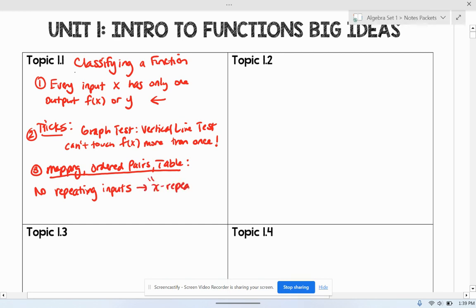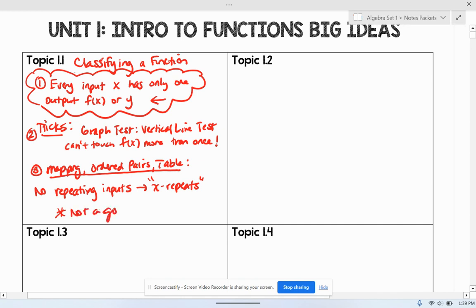That is not your answer, though. If the question ever asks you to explain why something is a function or not a function, you always go back to this nice explanation here, okay? So let's put a warning down here. Not a good test answer. This guy and this guy.